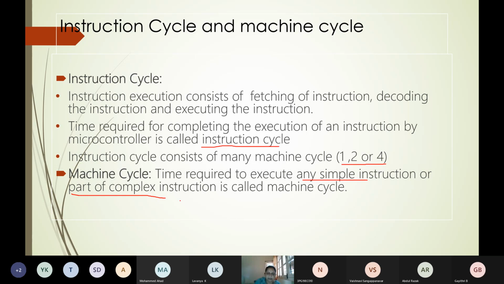A machine cycle may be an opcode fetch, that is, fetching the instruction. A machine cycle may be a memory read. A machine cycle may be a memory write. So we have different machine cycles: an opcode fetch machine cycle, a memory read machine cycle, or a memory write machine cycle. Based on your instruction, all these machine cycles are going to be executed.